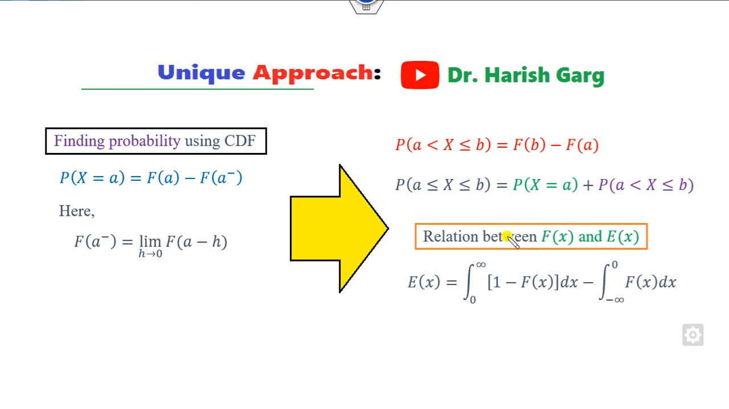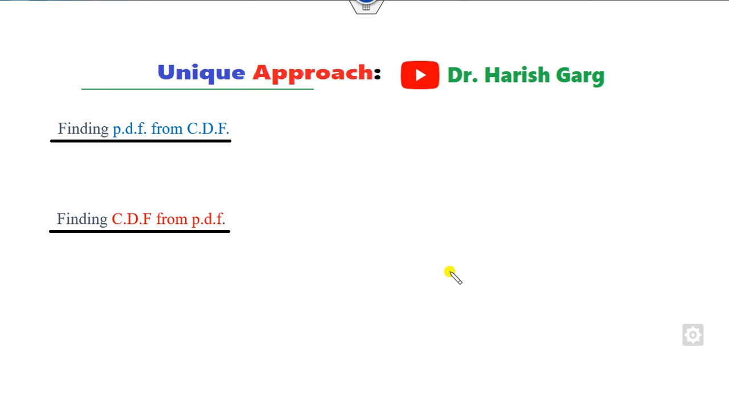The second last concept is, if you have the CDF F(x), how you can find the expected value from the CDF by using this rule. Otherwise, you all know how you can find the expected value: x times small f(x). Remember, this is my PDF. So you can use either this formula or this formula. How can you find the PDF from the CDF, and the CDF from the PDF?